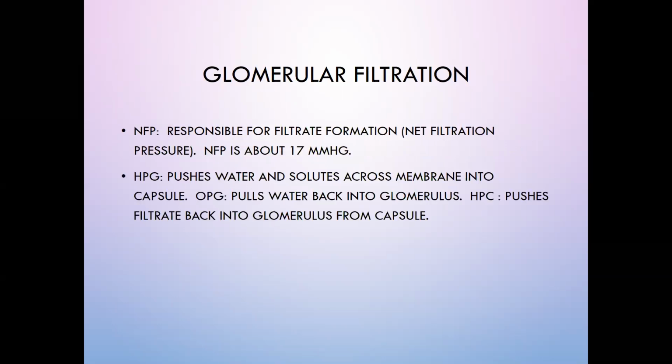All right, so we had some terms last week. So we had GFR of 125 milliliters per minute, but what caused a GFR of 125 milliliters per minute? An NFP, or a net filtration pressure of 17 millimeters of mercury. What creates a net filtration pressure of 17 millimeters of mercury? Hydrostatic pressure of the glomerulus. Okay, so hydrostatic pressure of the glomerulus pushes water and solutes across the membrane into the capsule. Osmotic pressure of the glomerulus pulls the water back into the glomerulus, and hydrostatic pressure of the capsule pushes filtrate back into the glomerulus from the capsule.